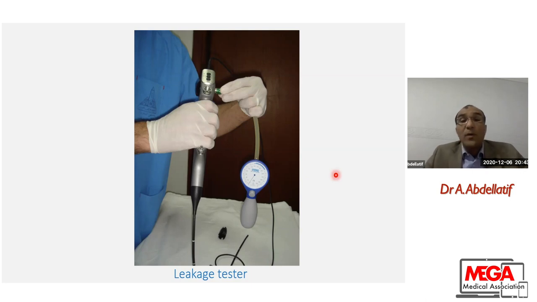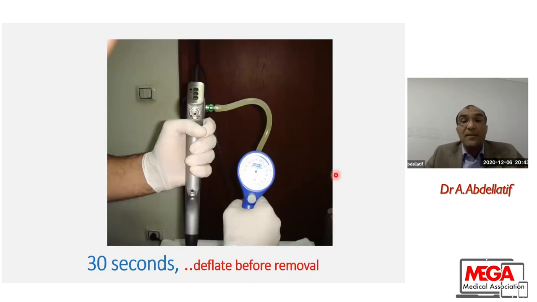How can I do the leakage test? I will connect the leakage tester to a special knob on the lateral side of the handle here. And for 30 seconds, I will inflate with this blue area from 140 to 200. And the pressure should not decrease. If the pressure decreases, there is a problem in the fibroscope and I have to send it to the maintenance.